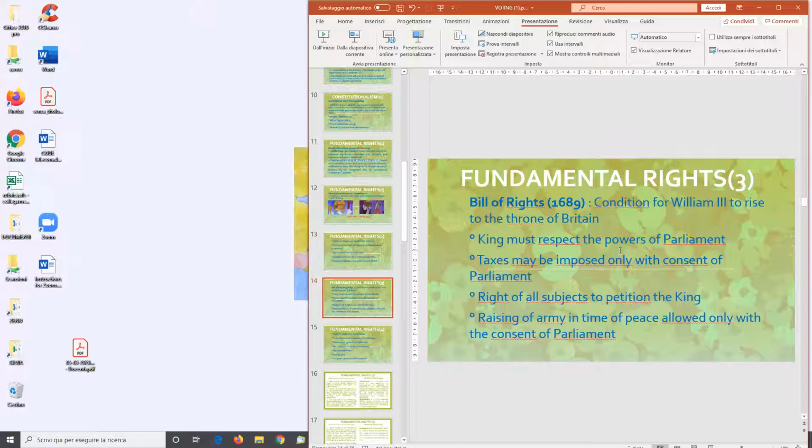Taxes may be imposed only with consent of Parliament. All subjects may petition the king, and raising of an army in times of peace is allowed only with the consent of Parliament. So these are some of the basic principles.